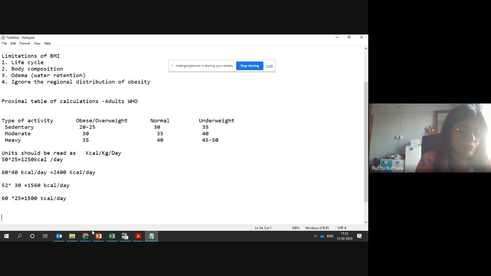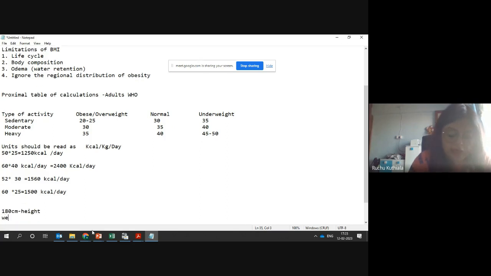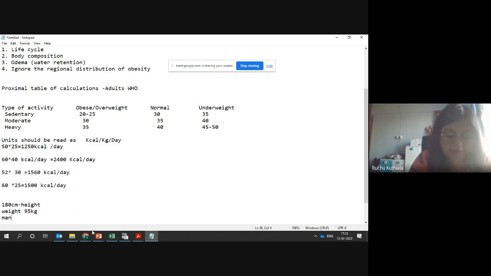Okay. So I'll give you a case study of the client who is 180 centimeter in height. And the weight of that client is 95 kgs. And the client is a man. So kindly calculate the energy requirement. So here first you will calculate the ideal body weight. Then you will calculate BMI, check in which category they are coming, and then do the energy requirement. So I'm waiting. Please do that.